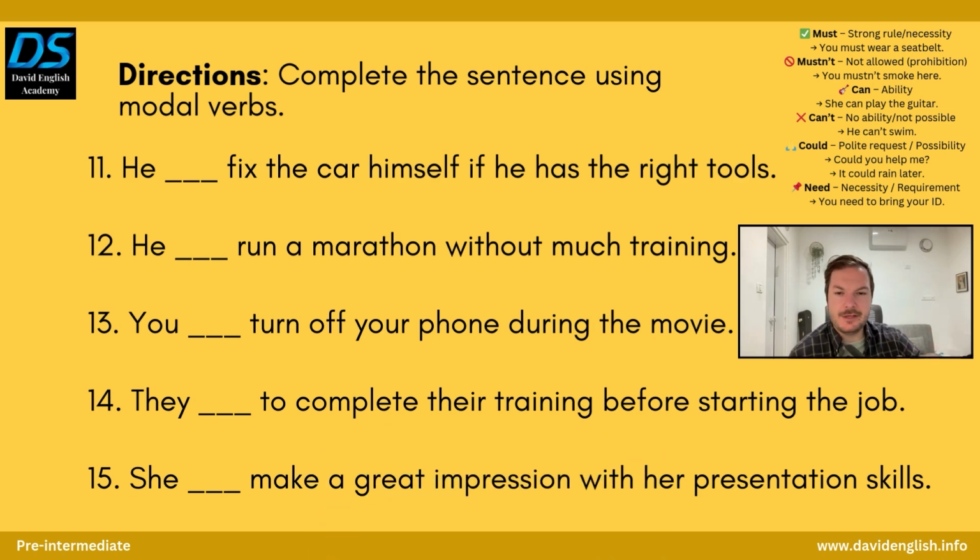Now, let's continue. Number 11, he can fix the car himself if he has the right tools. I think in this situation, it's about his ability. So I'm going to say he can fix the car himself if he has the right tools. Number 12, he can run a marathon without much training. I'm going to go with that he has the ability. So I'm going to say he can run a marathon without much training. That's pretty amazing if that's the case.